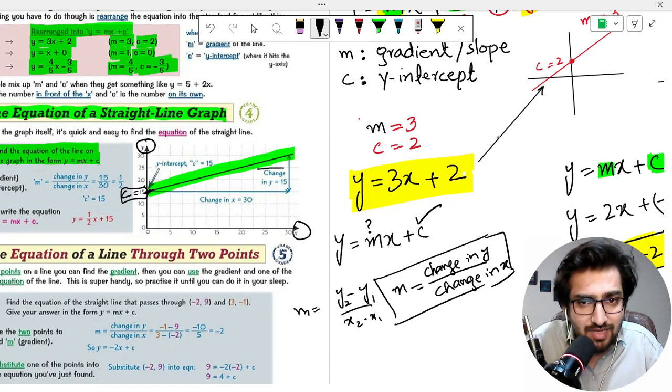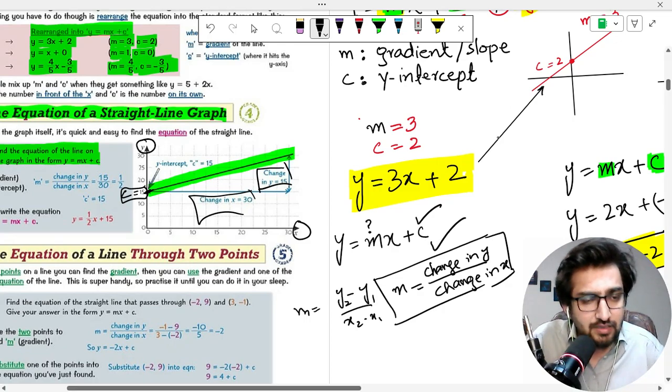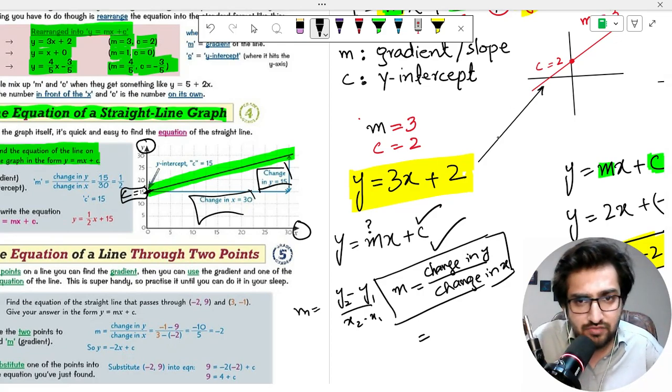If you see, change in y is given to us, that is 15, and change in x is also given, that is 30. So why not use this formula? Alright, so we will put the value of change in y. So change in y is 15, change in x is 30. So that would be m, which is m equal to 1 by 2.